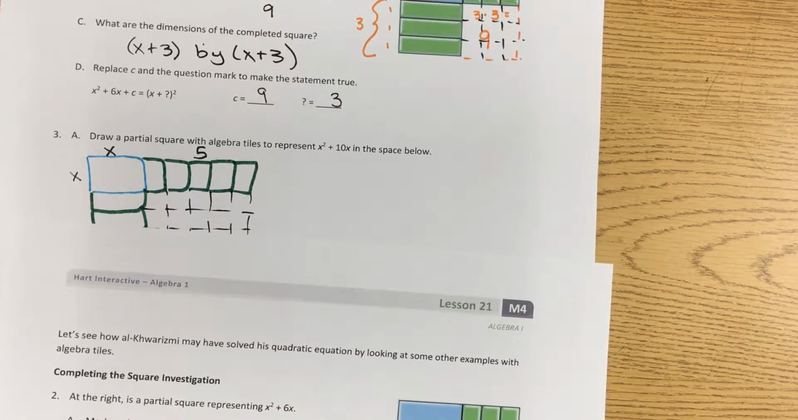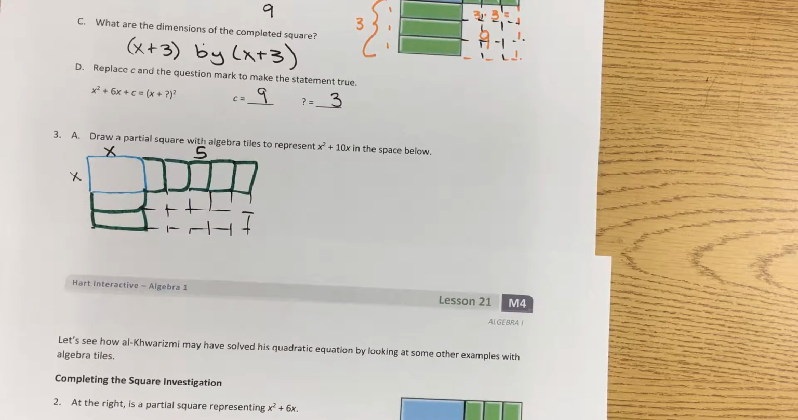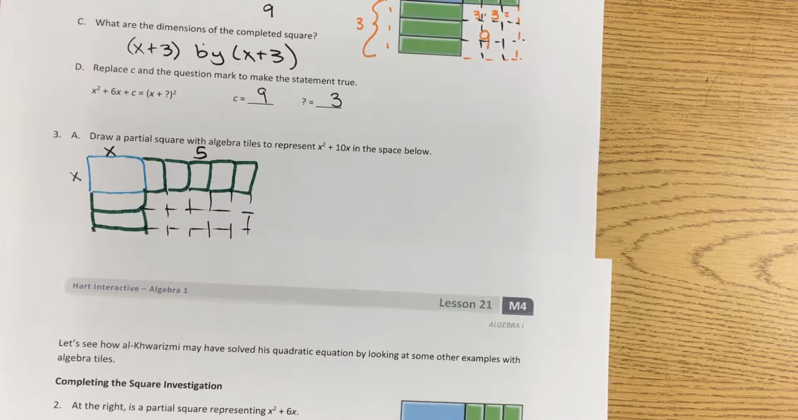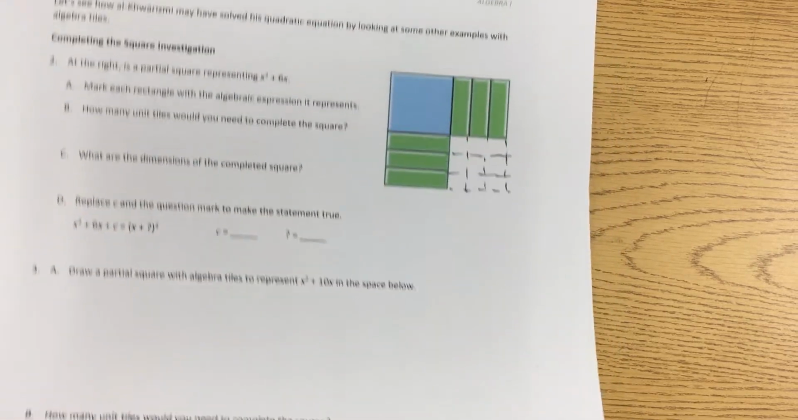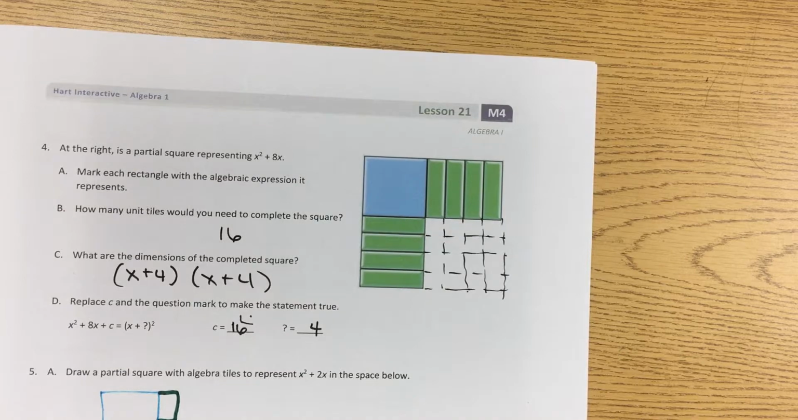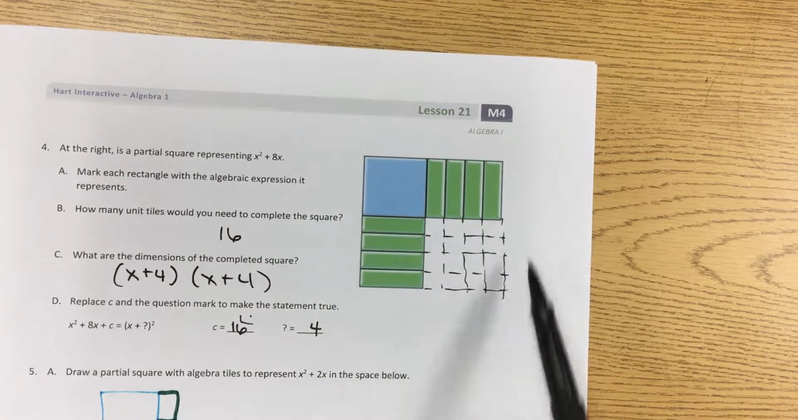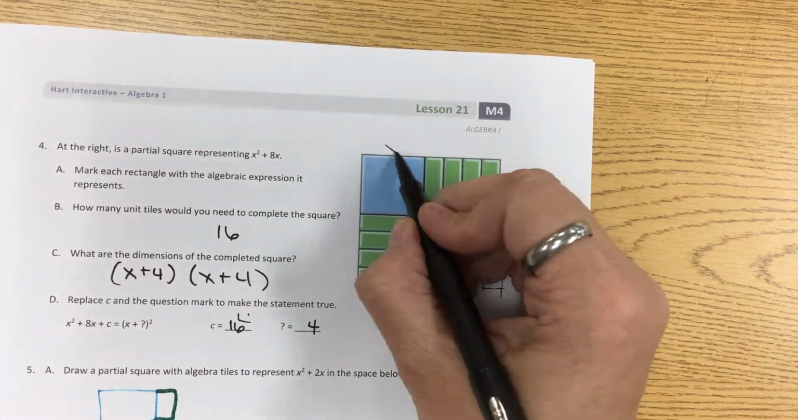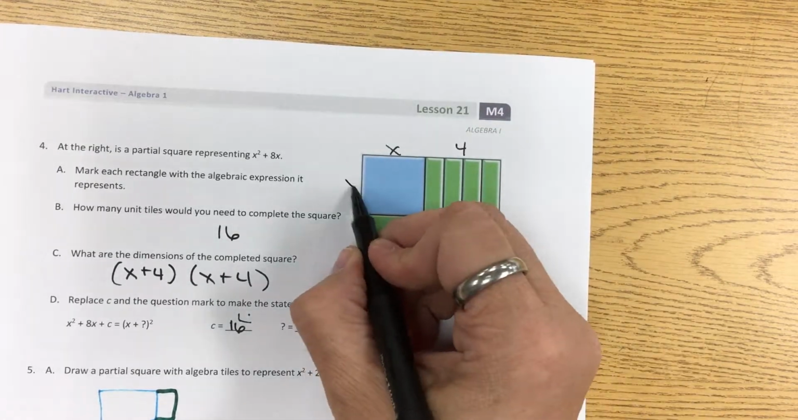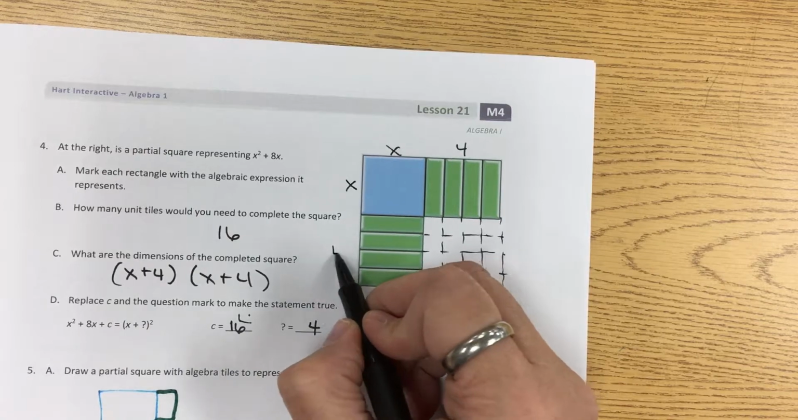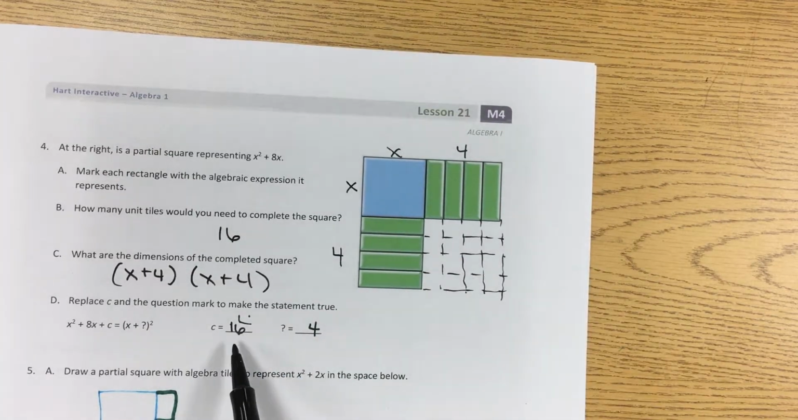Next on our list of things to do is do number 4 in your group and number 5. So pause the video to do numbers 4 and 5. Okay, number 4. I got 16 tiles here. I got this as x, and I got 4 over here. I got this as x, and I got 4 on this side. So my c value was 16, my question mark was 4.